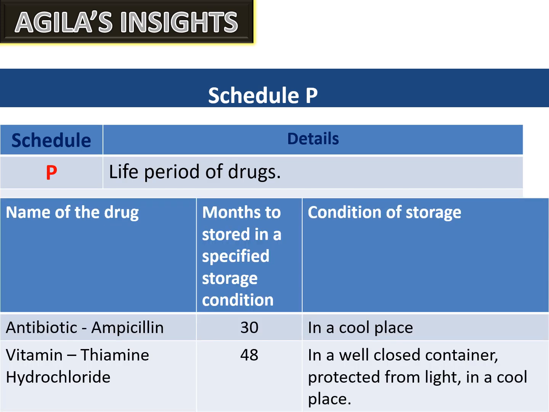Schedule P is about life period of drugs. We have given some of the examples. For example, antibiotic ampicillin. It has to be stored in a cool place for 30 months. And one more example is vitamins, that is thiamine hydrochloride, should be kept in well closed container protected from light in a cool place for 48 months.